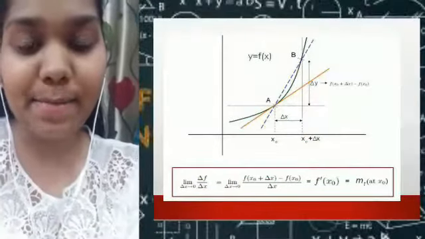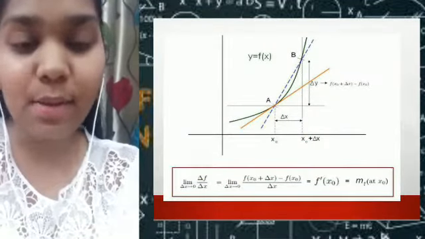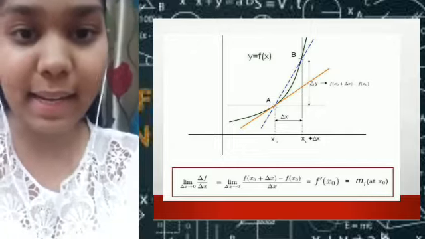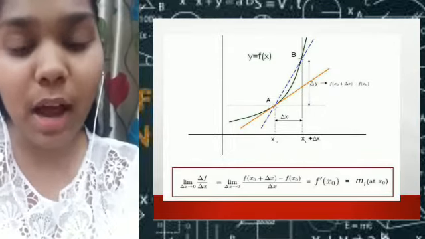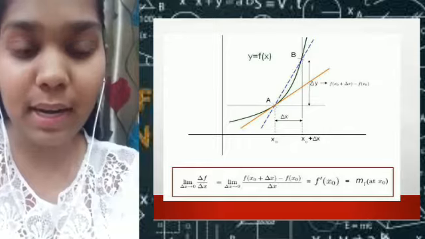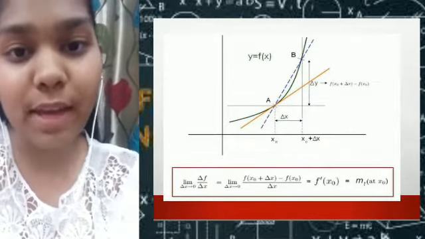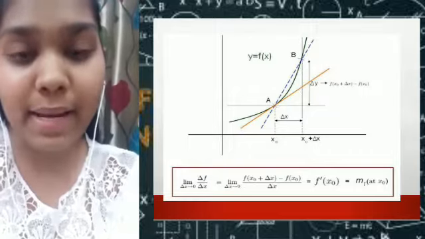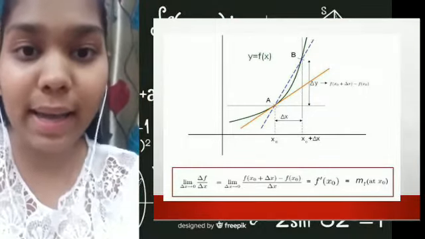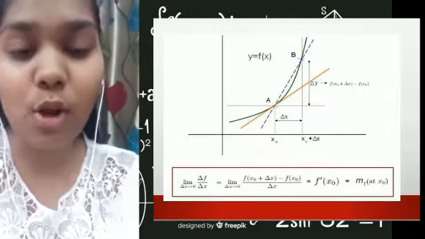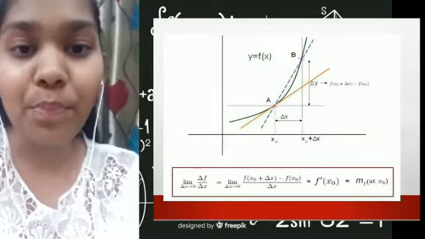Here delta x represents the slight increase in x, whereas delta y represents the slight increase in y. The slope of the graph is given by delta y upon delta x, which is equal to the limit as delta x tends to 0 of f of x naught plus delta x minus f of x naught upon delta x, which is equal to the slope of the graph at x naught.